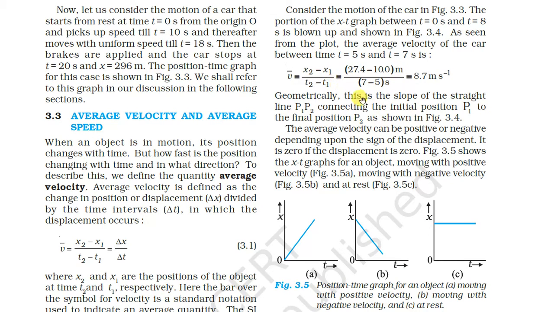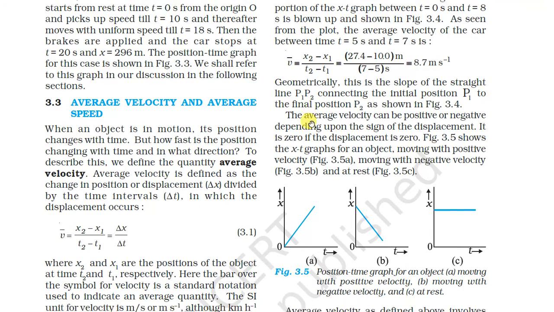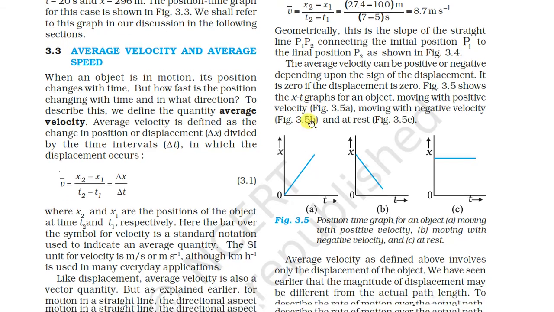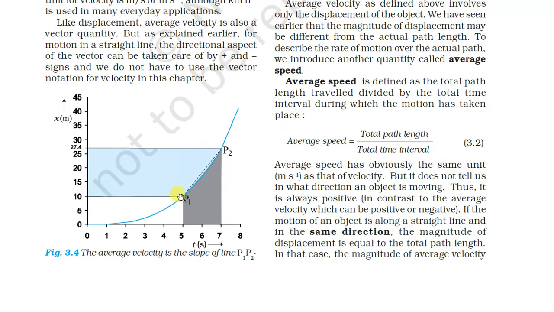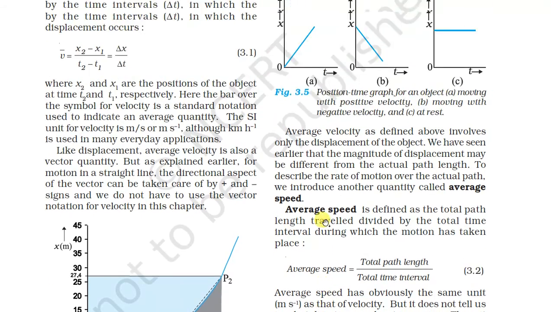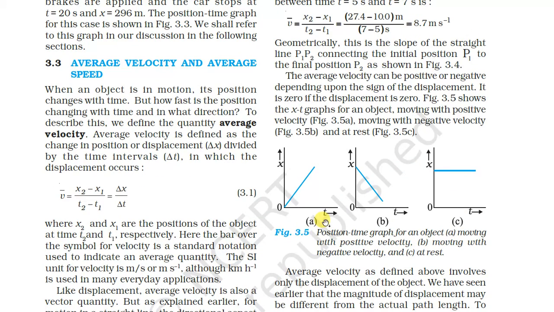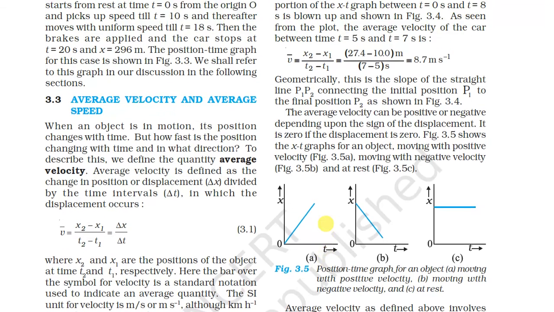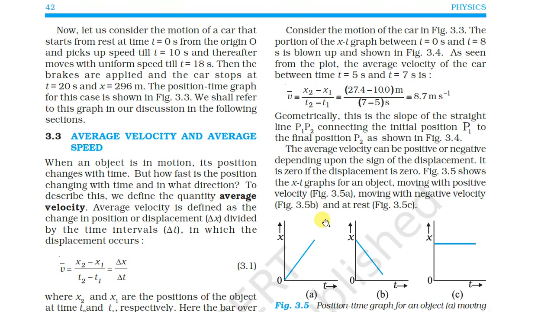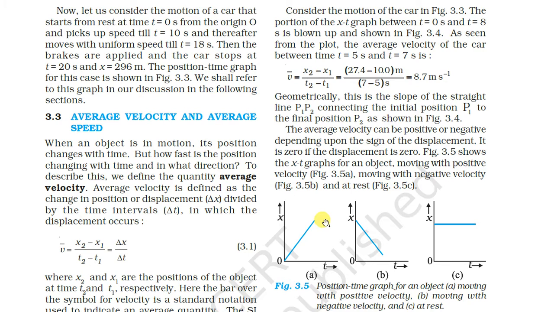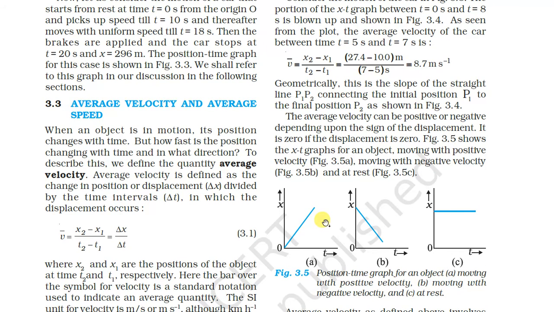Geometrically, this is the slope of the straight line P1P2 connecting the initial position P1 and the final position P2. When we connect both points, we get a slope, and the slope gives us the velocity. So geometrically, it is the slope of the straight line P1P2 connecting the initial position P1 to the final position P2 as shown in the figure.